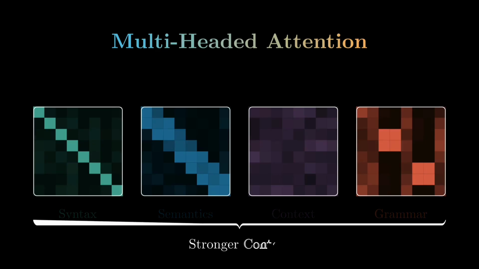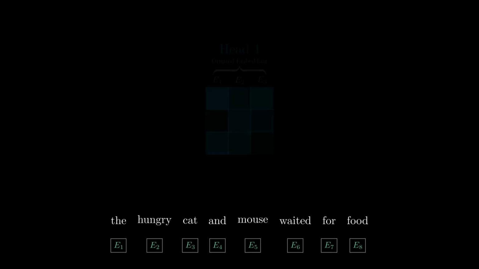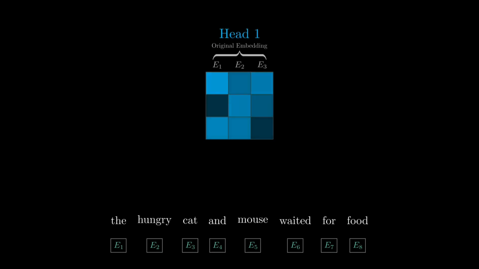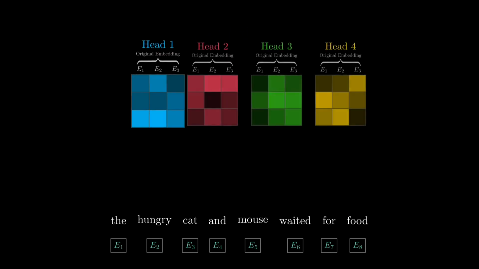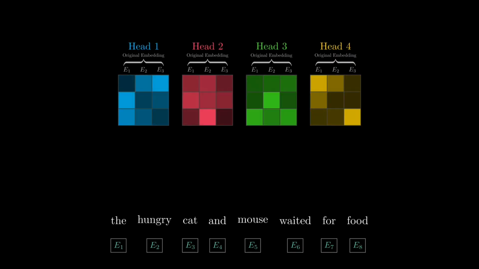run in parallel across many heads, each extracting a different aspect of meaning. Coming back to our central example, the hungry cat and mouse waited for food. We've only seen one attention head in action, but in reality, several other heads are working at the same time.